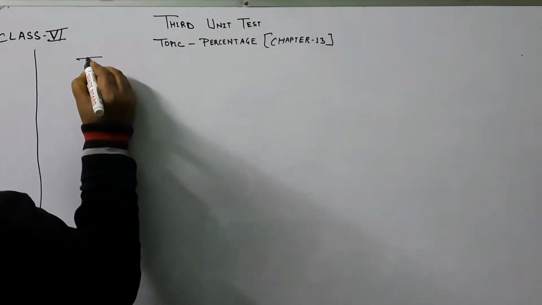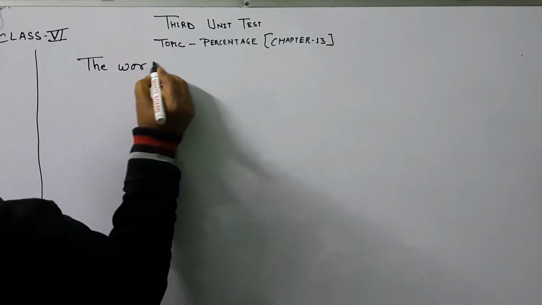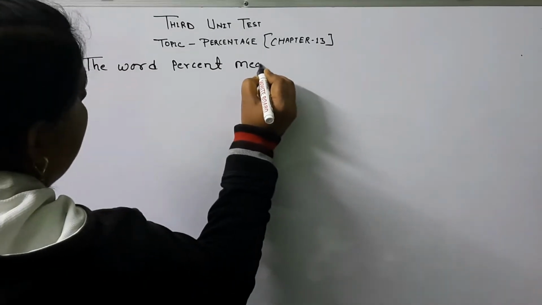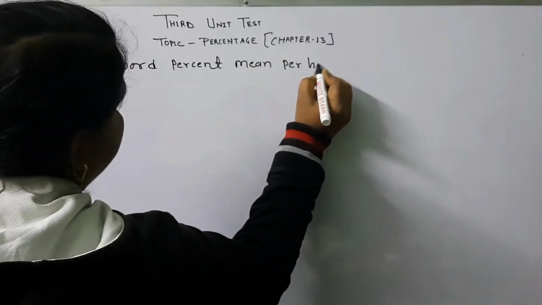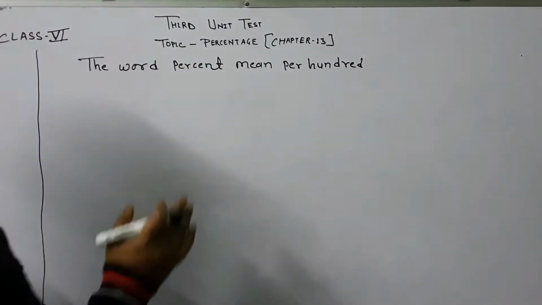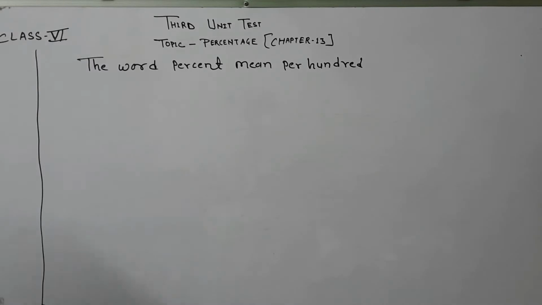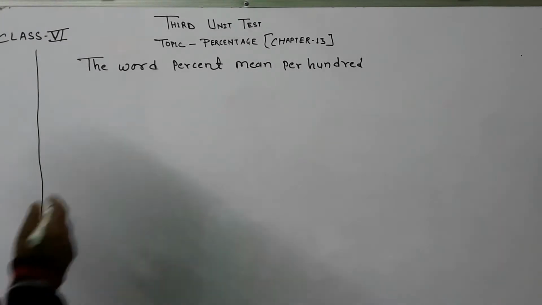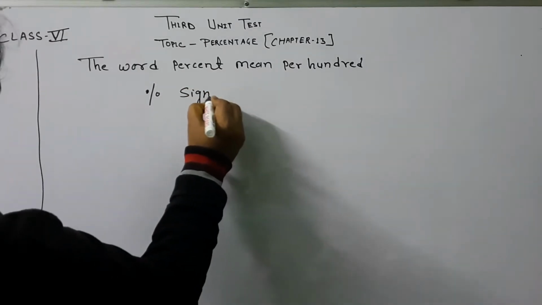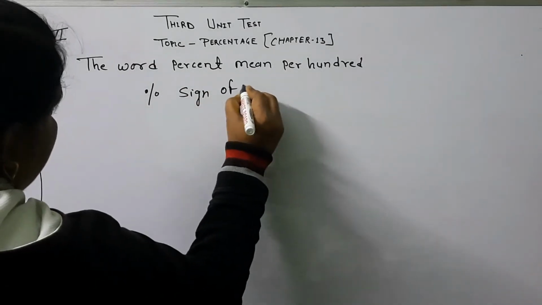The word percent means per 100. The word percentage means per 100. In mathematics, percentage is a number or ratio expressed as a fraction of 100, and this one is the sign of percentage.